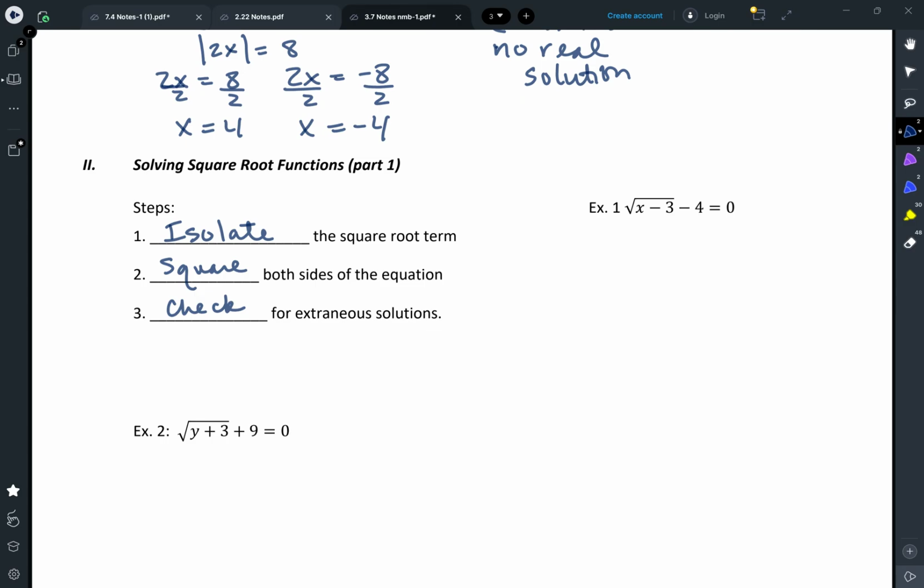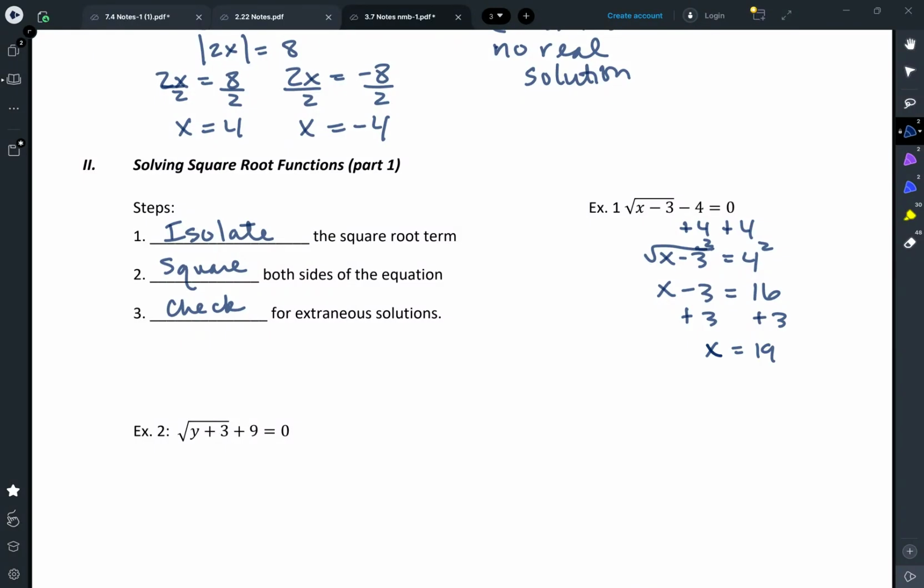So our example is over here on the right. We would add 4 on both sides. So square root of x minus 3 is 4. And then I would square and square. So because I had the root first, remember this is only x minus 3. 4 squared is 16, and then I would add 3. I would get x equals 19.